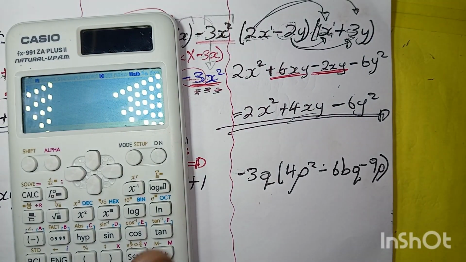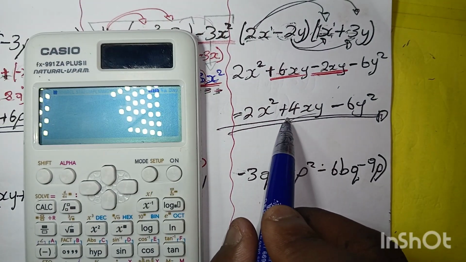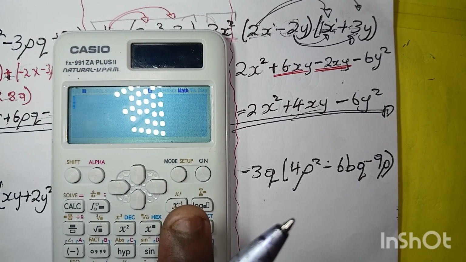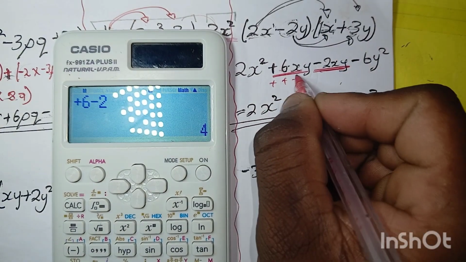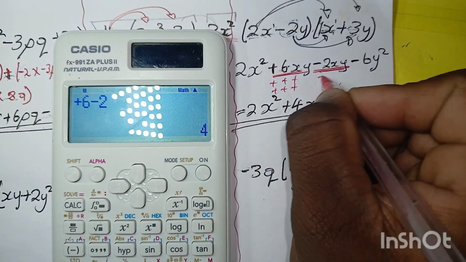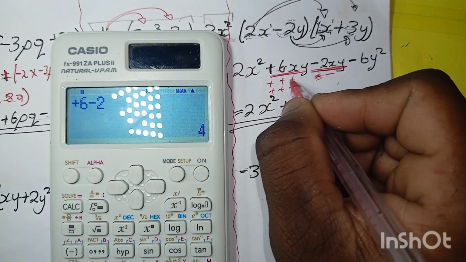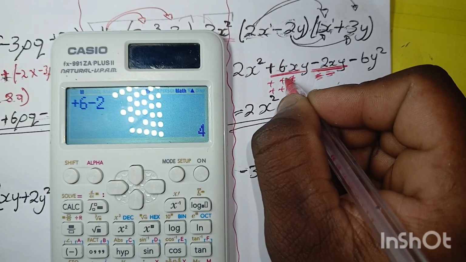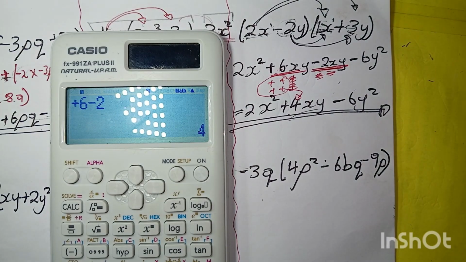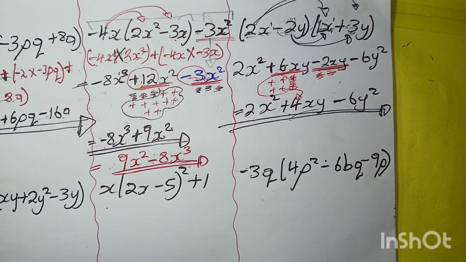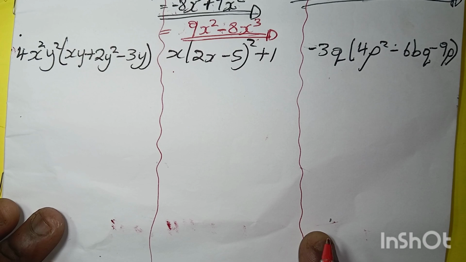Do you see? And if you don't believe me why I say that it's 4, you can even use your calculator. It's positive 6 minus 2. Do you see? Yeah. This thing, they just fight each other. This will kill that one. This will kill that one. You're left with 4. Yeah. That's why I told you this one is straightforward. So let's try this one.